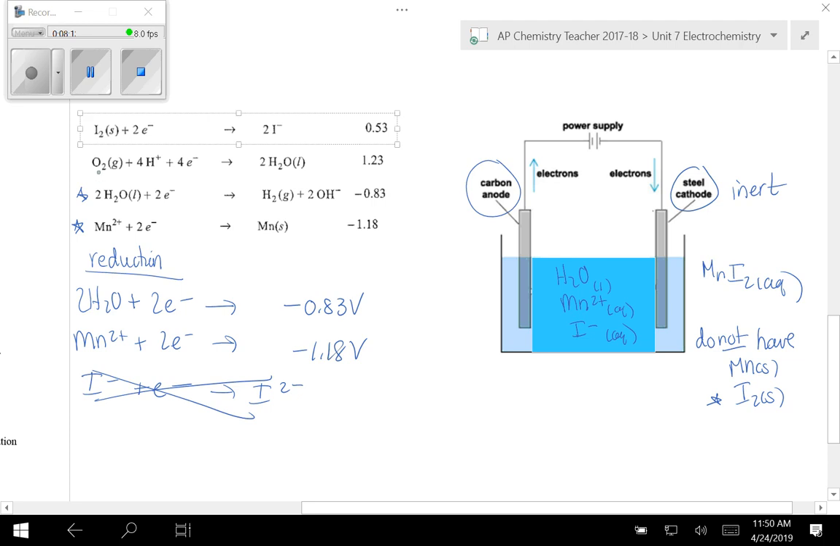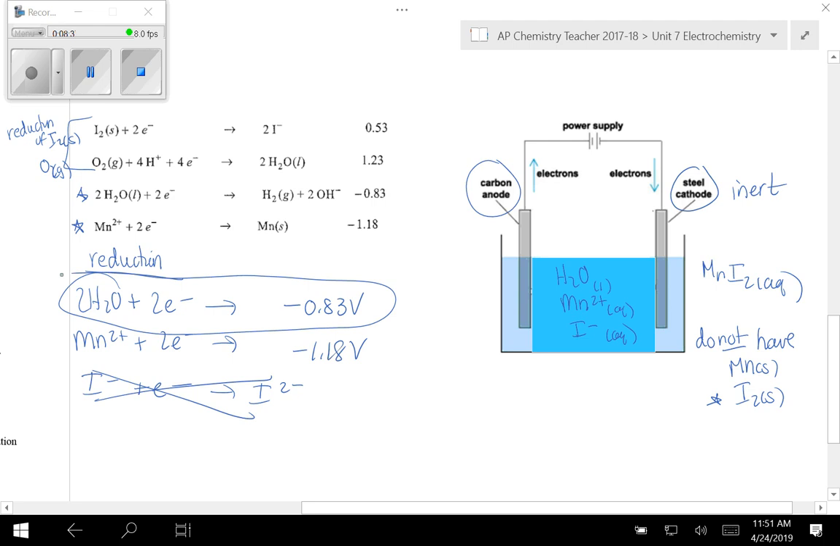We should also point out this reaction also cannot happen because if you look at what these reactions are, the top reaction shows the reduction of solid iodine, which does not exist. And the second one is the reduction of oxygen gas, which also does not exist in our cell. So the only two things that can be reduced in our cell are water or manganese. Of these two, it looks like water is the one that's best at being reduced. So this right here is going to be my reduction reaction.